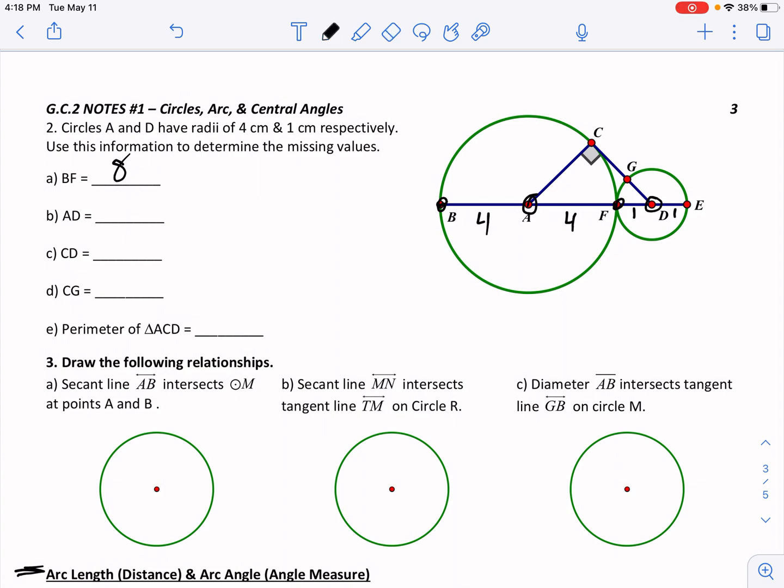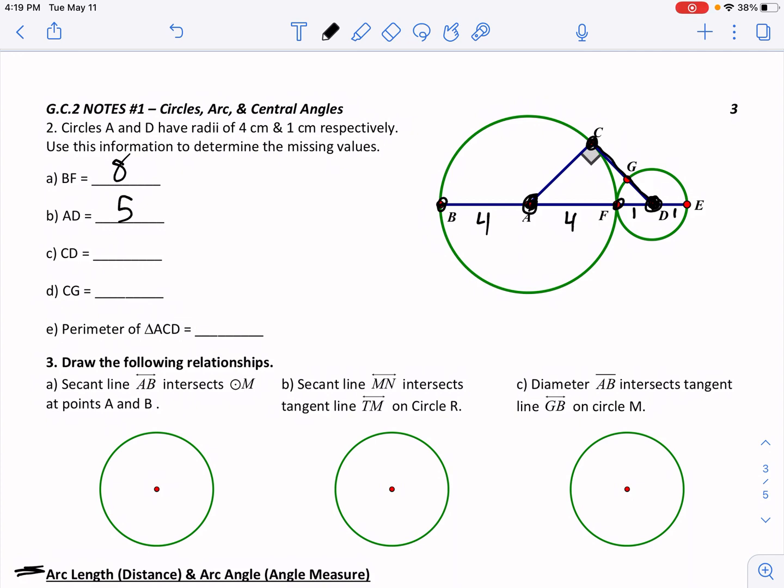Then it asks us to determine AD. So AD, okay? Well, that includes 4, but that also includes the radius 1 here from D to F. So together, 4 plus 1 would give us 5. Then on CD, that's kind of forming this side of this triangle here. Now, one thing that's going to help us later on is to recognize that we have another radius here of 1, but we're going to come back to that.